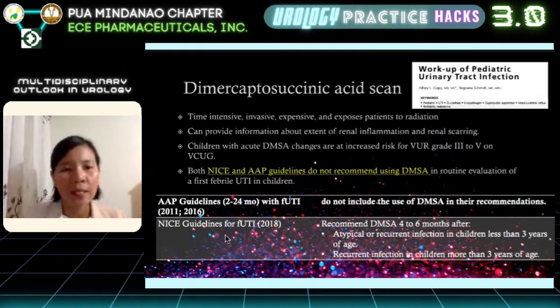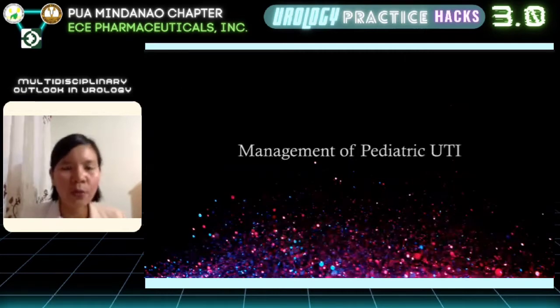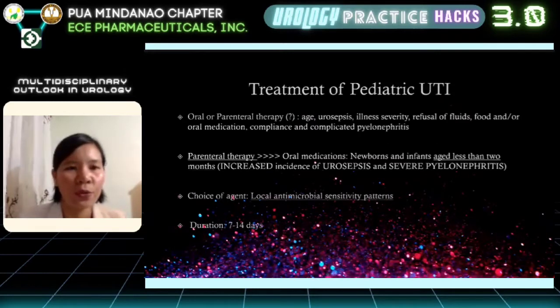Your NICE guidelines for febrile UTI only recommend DMSA 4 to 6 months after, in patients with atypical or recurrent infection in children less than 3 years of age, and those with recurrent infection in children more than 3 years of age. So how do we manage pediatric patients with urinary tract infection?